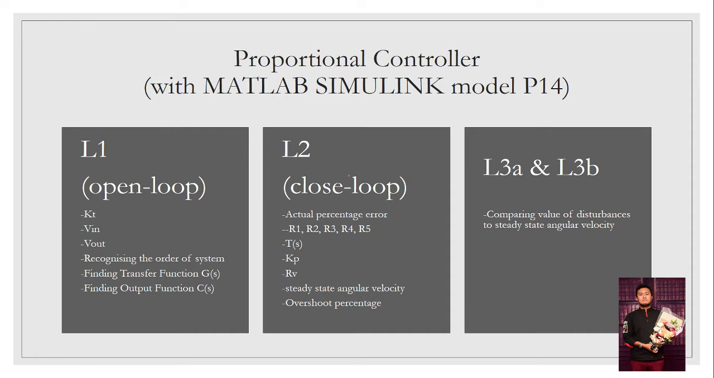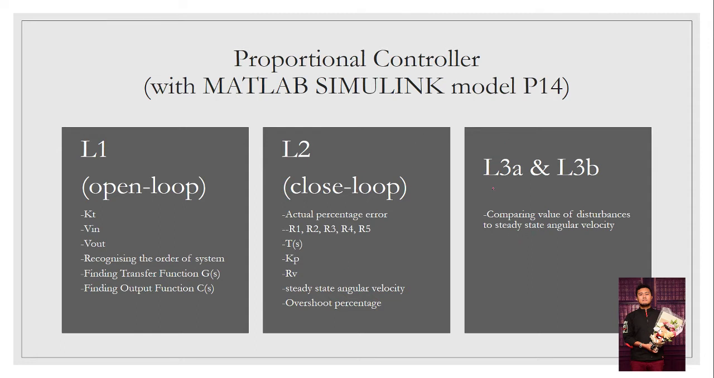output function CS. For the model L2, we are going to use the same model as L1, but now we are going to have feedback so that it will become closed loop. And in this closed loop, we are going to have the transfer function TS, where it consists of GS, KP, KT, and all the resistances here. So we are also going to find the actual percentage error of voltage output and voltage input. What is the corresponding steady state angular velocity when we input the voltage here, the same as L1, and also we are going to find out if there is any overshoot percentage in this model.